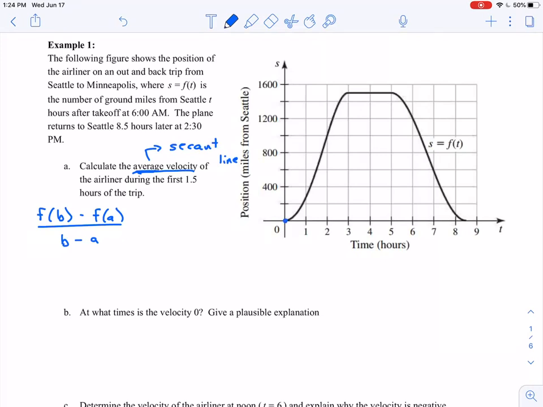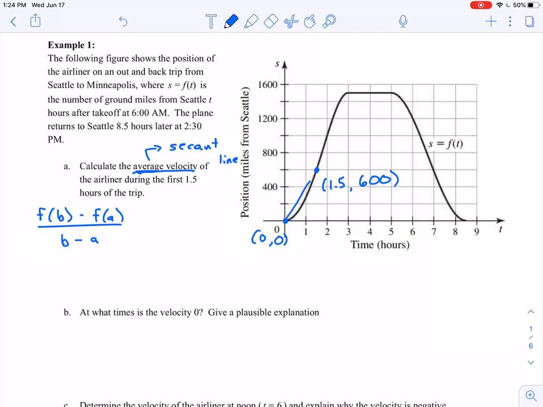We start right here at (0, 0), and I think it would be helpful to list these points. So we have this point right here at (0, 0). And then at an hour and a half, let's estimate right about there. It looks like we have a point at (1.5, 600). So we want the slope of the secant line between (0, 0) and (1.5, 600).